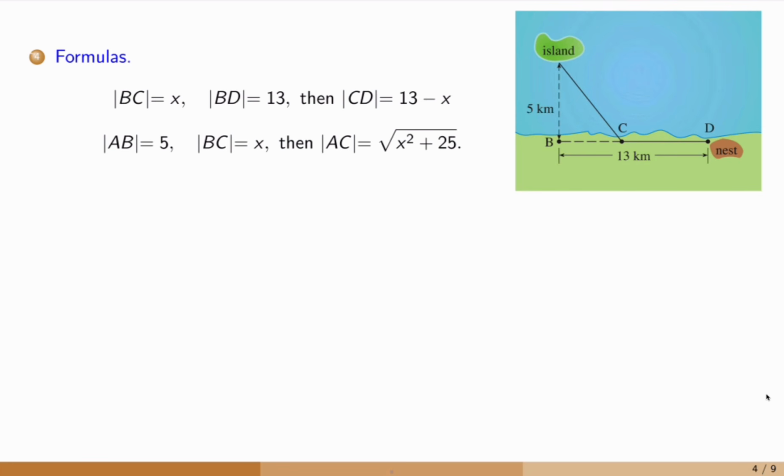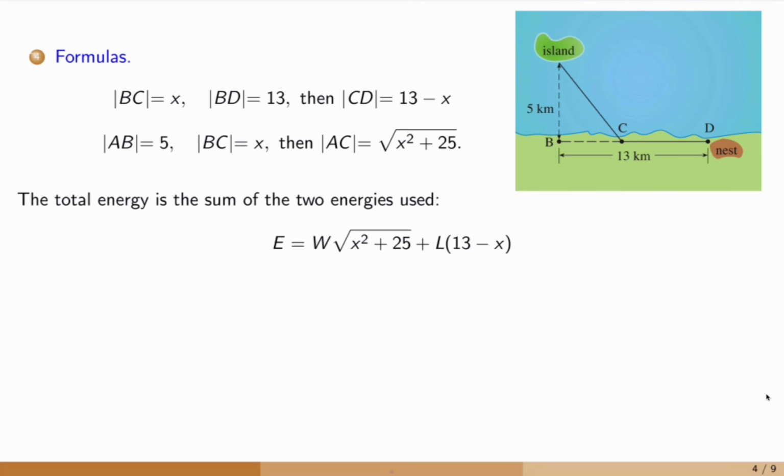So put this all into formulas. Let me write down x again. So x was this bit here. So the distance BC is x, the distance BD is 13, which then means the distance CD is 13 minus x. The distance AB, so the island was A, is 5. The distance BC is x, so then the distance the bird would be flying is this one here, which is by Pythagoras, the square root of x squared plus 25. So that is this bit.